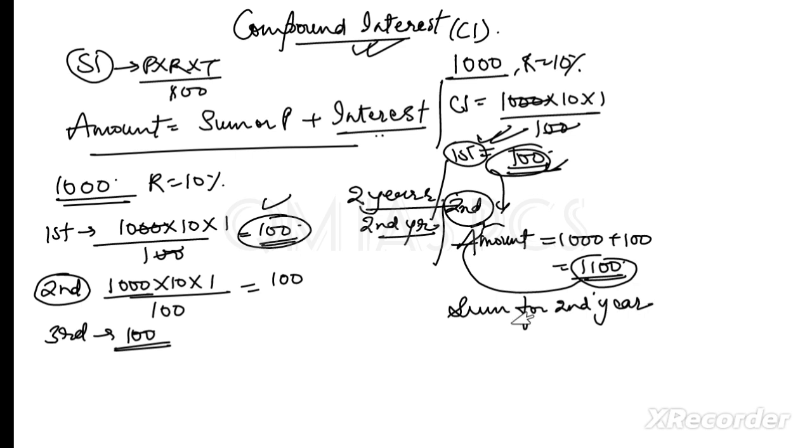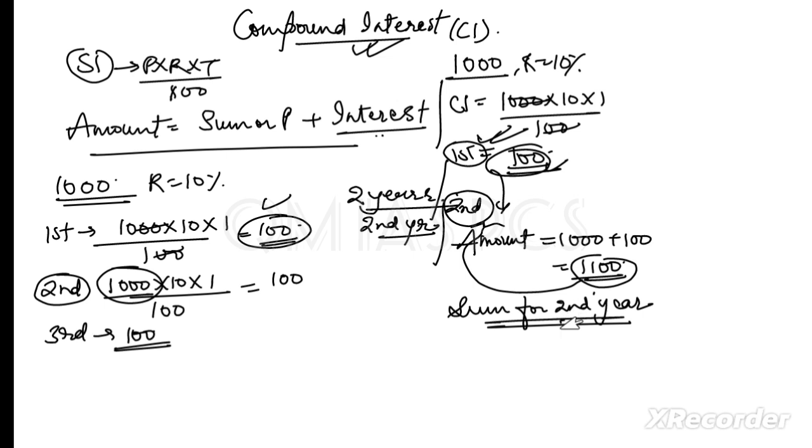This is a very important thing. In case of SI, your sum will be the same for every year; your principal will be the same amount. But in case of CI, your sum, that principal, will change every year. What will be your principal? Your principal will be the amount of the previous year.